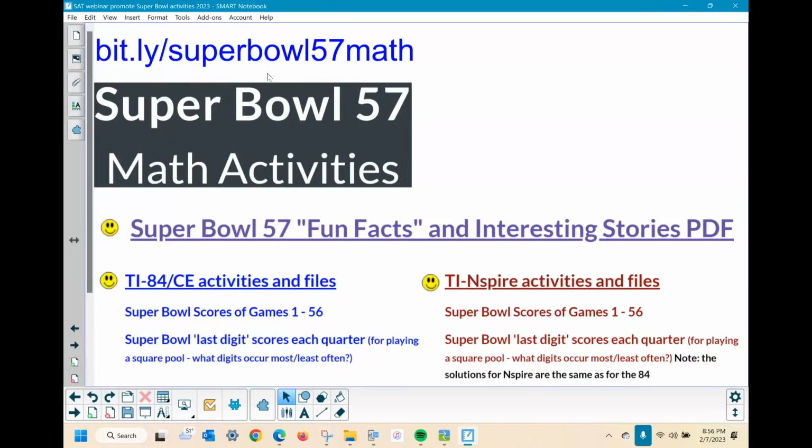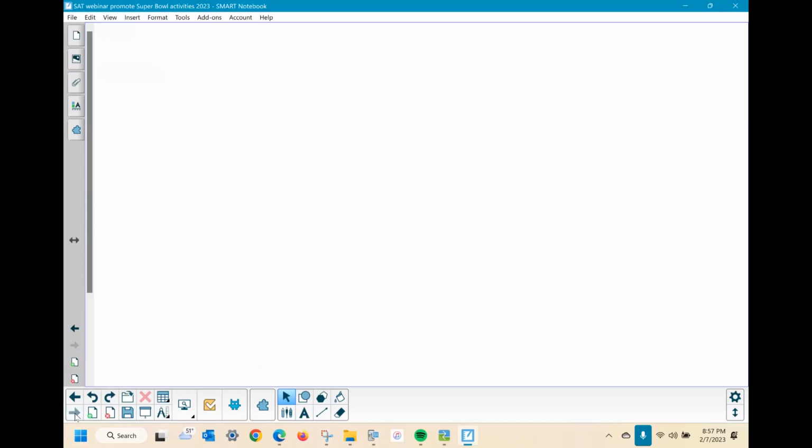So one of the things I do every year is do some Super Bowl math activities, and I have them for both the 84 and the Inspire. So this is the link to it, bit.ly/Super Bowl 57 math. And there are 3 links there. One has Super Bowl fun facts and interesting stories. Then there are 2 activities on the 84 and the same 2 on Inspire. Let me just show real quickly those there.